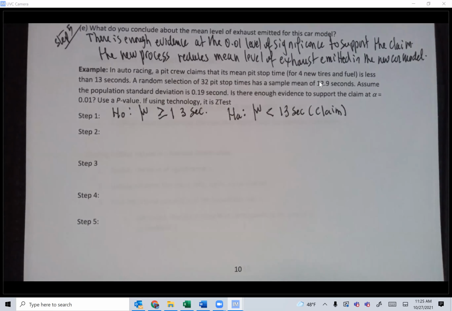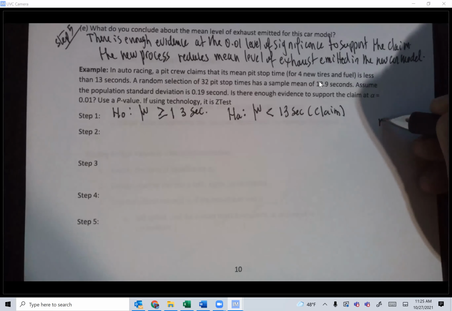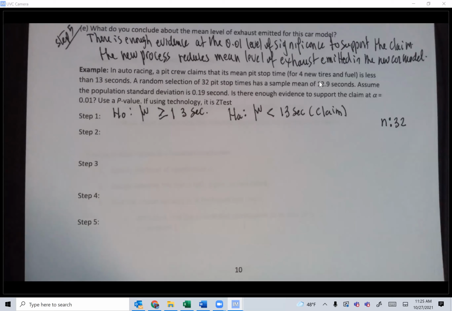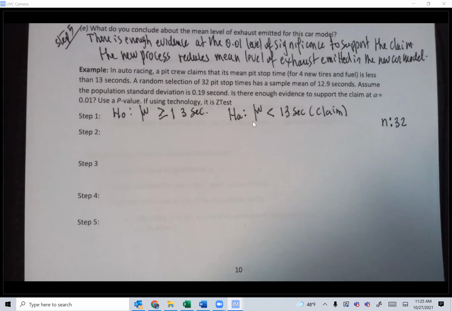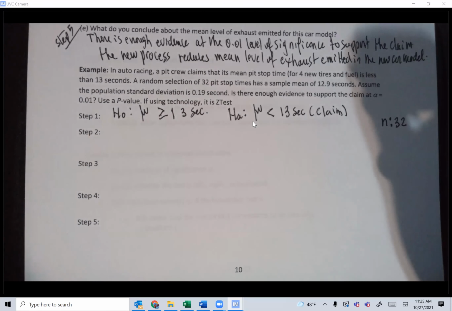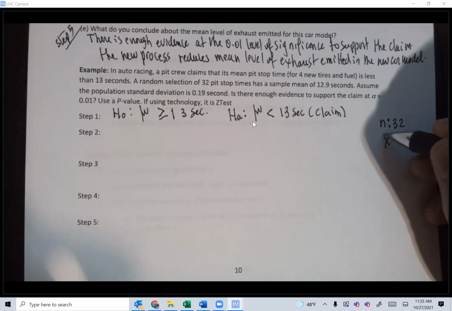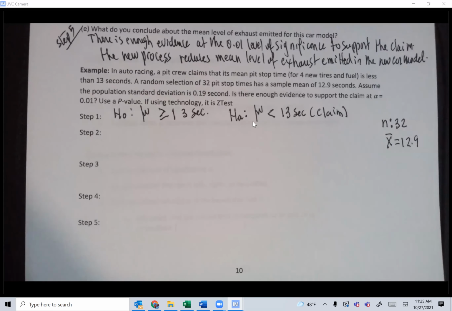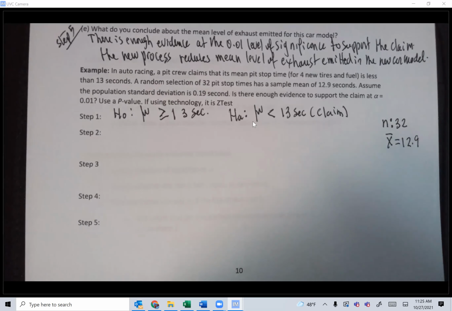That's step number 1. A random sample of 32 pit stop times, so n is 32, has a sample mean of 12.9 seconds. So what they did, they picked 32 times when they changed the tires and measured the time each time. And the average was 12.9 seconds from 32 values. So x bar is 12.9. Assume that the population standard deviation is 0.19. Once he says population standard deviation, guys, it is sigma. So sigma is 0.19.